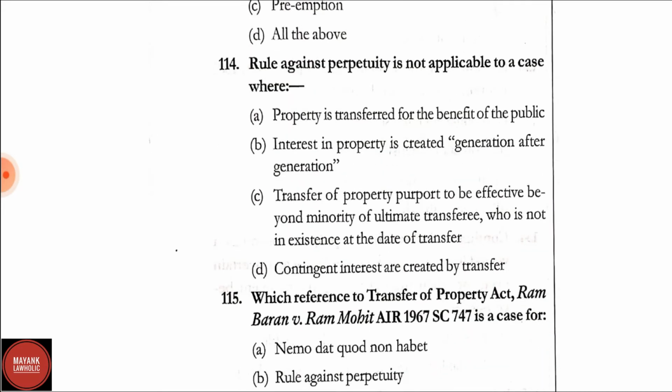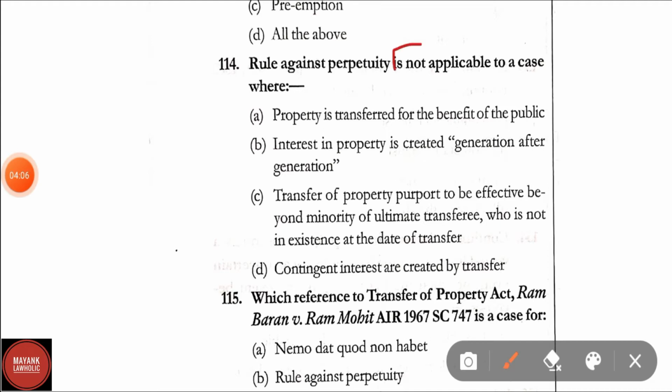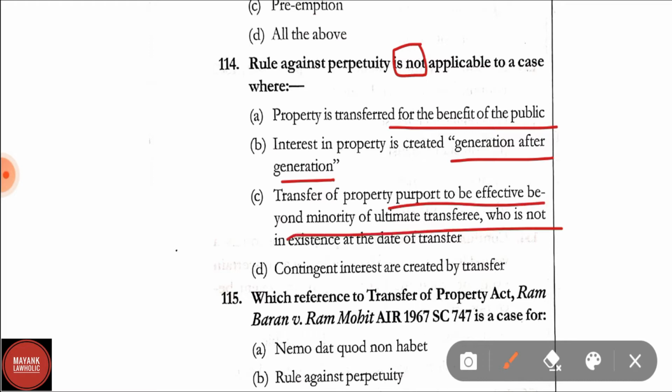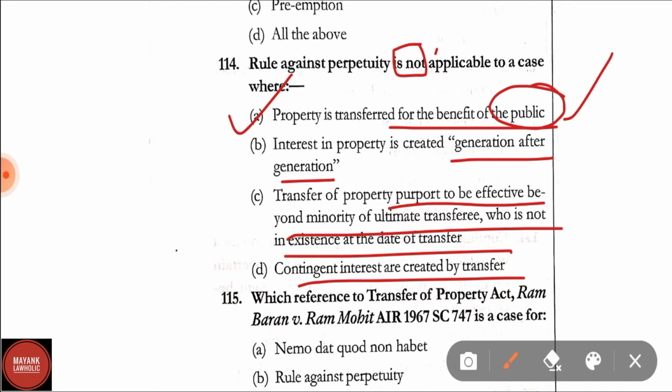Question number 114. Rule against perpetuity is not applicable to a case where: property is transferred for the benefit of the public; interest in property is created generation after generation; transfer of property purports to be effective beyond minority of ultimate transferee who is not in existence at the date of transfer; contingent interests are created by transfer. Here correct answer is option A, that is property is transferred for the benefit of the public. Here rule against perpetuity will not be applicable.